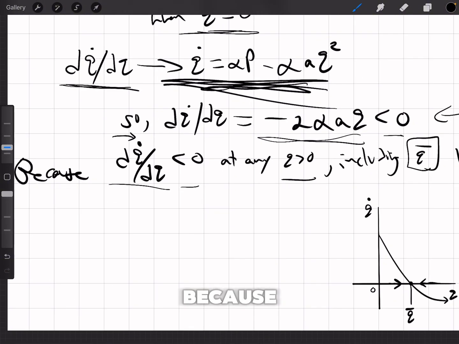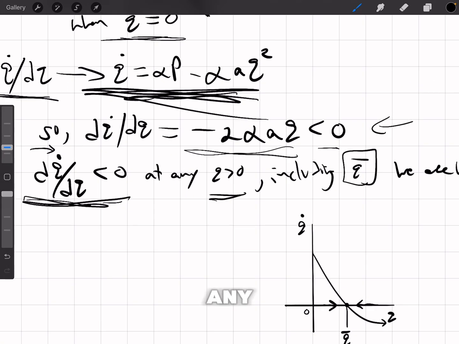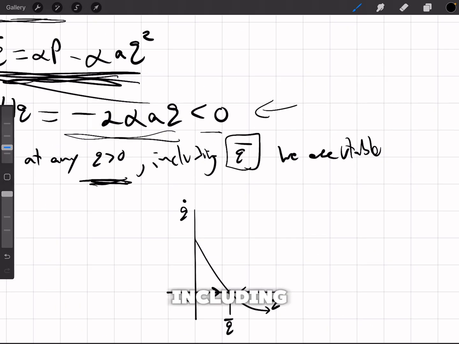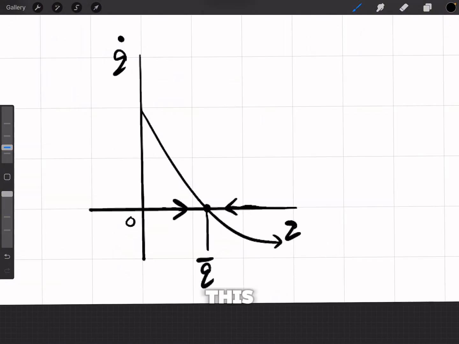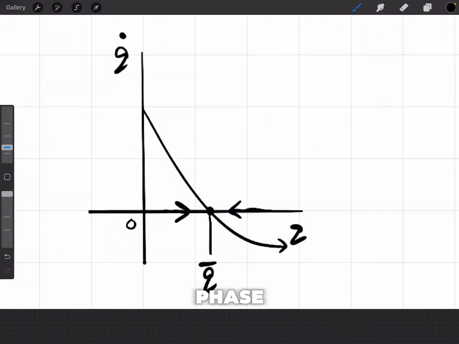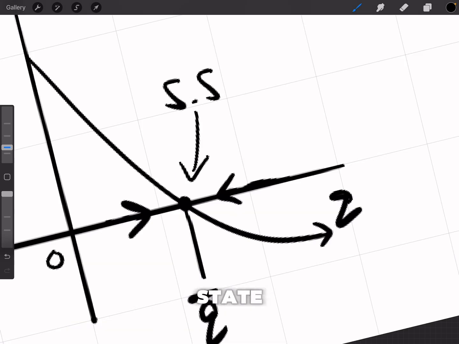And so because this derivative here is less than 0, at any q greater than 0, including this q hat, we are stable. We have a stable point. And this is what the phase diagram looks like just down here. This is a steady state.